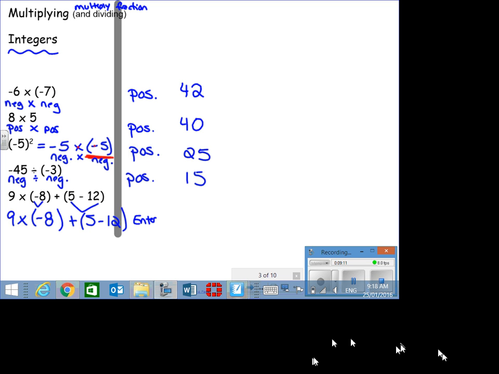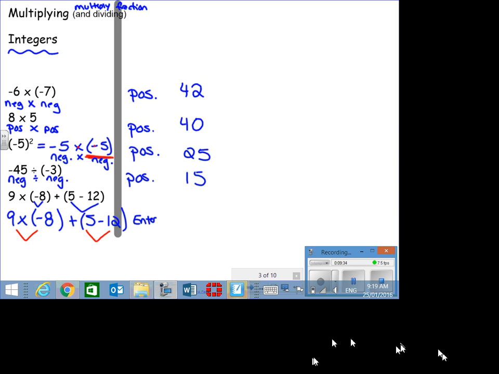Once you guys push enter, that is like your equal sign, and it will tell you exactly what you should get for this problem. If you started to do this one by hand, you would notice that you'd have to do the 9 times the -8 first. You can do that first, that's fine. You can do the 5 minus 12. Both of those are separated by that plus sign.